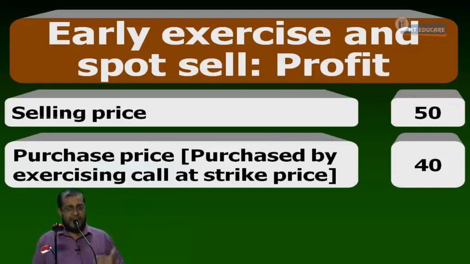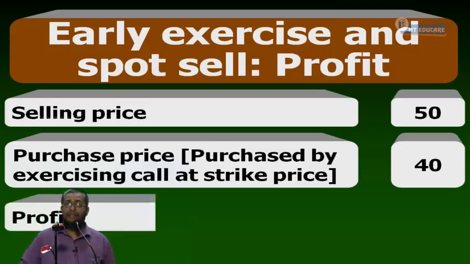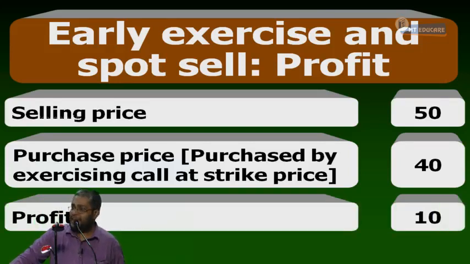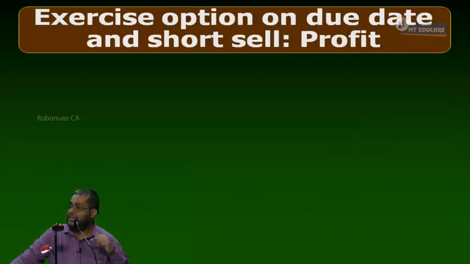Because it can be exercised yearly, but I always exercise only on what? Maturity date. Because yearly exercise is good or bad? Bad. Because I pay the money yearly unnecessarily. Respond, yes or no? Now, look at the other thing. This is a probability, how much base here? 10. The other option is to exercise the option on the due date and short sell.